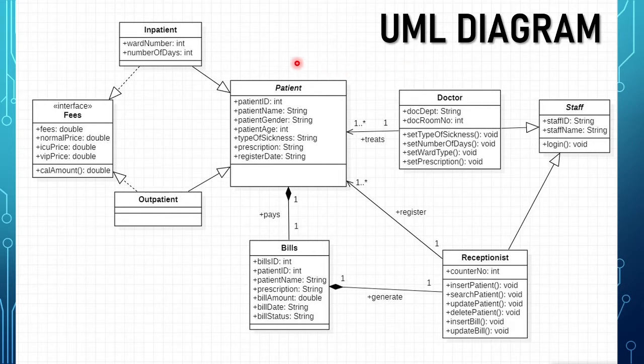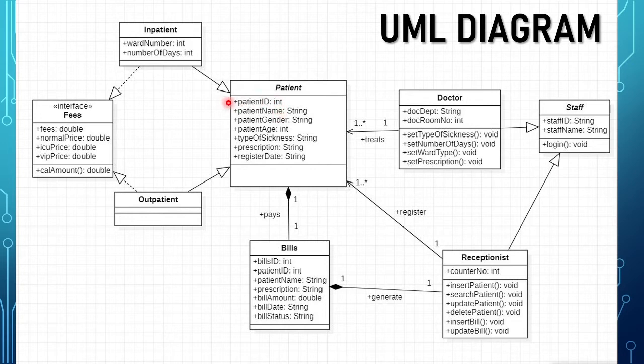As we can see in our UML diagram, we have 8 classes, which are patient, inpatient, outpatient, fees, bill, staff, receptionist, and doctor. All the attributes and methods are public, which means that all the classes can be accessed by any other classes. First, let us talk about the patient.